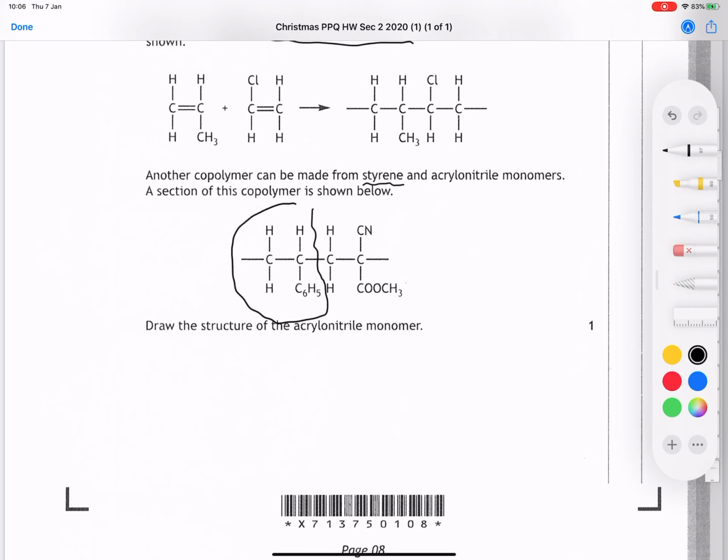So there's your styrene there. Once you break that bond, you need to take that end one off and then put a double bond in there. Same here, you will take off that end bit here and then put a double bond in here. So you should have had this monomer here, COCH3 for 1 mark.